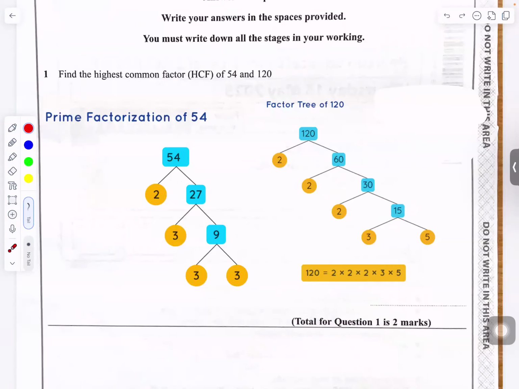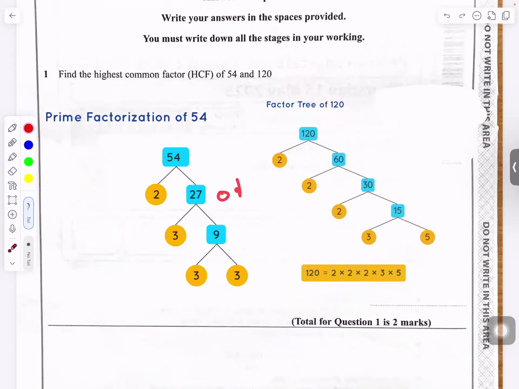Question number 1. Find the highest common factor of 54 and 120. It's a non-calculator, so you do a prime factorization tree. This is a factor tree diagram. So you split 54. 54 is even, so you always start with a 2. So half of 54 is 27.